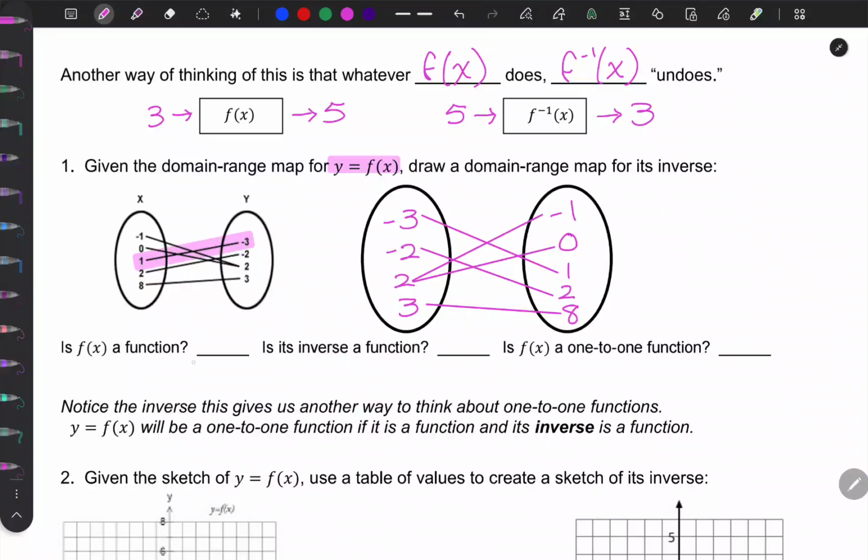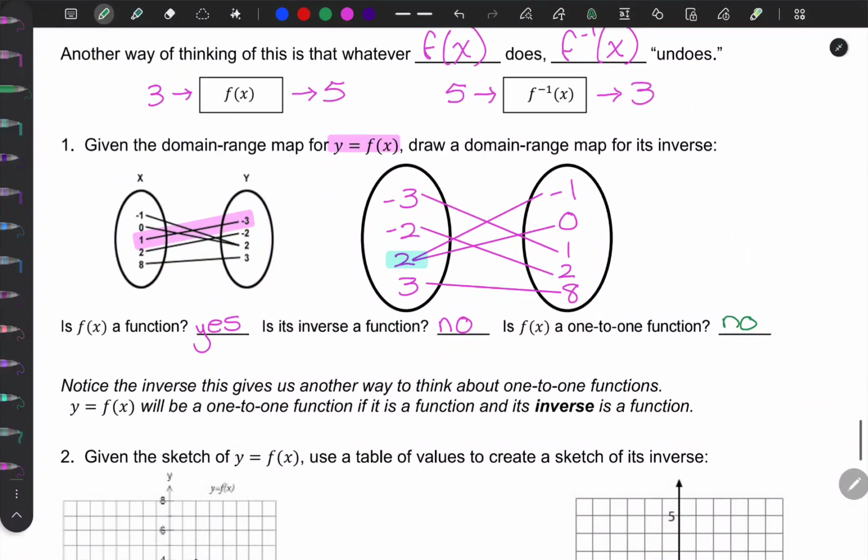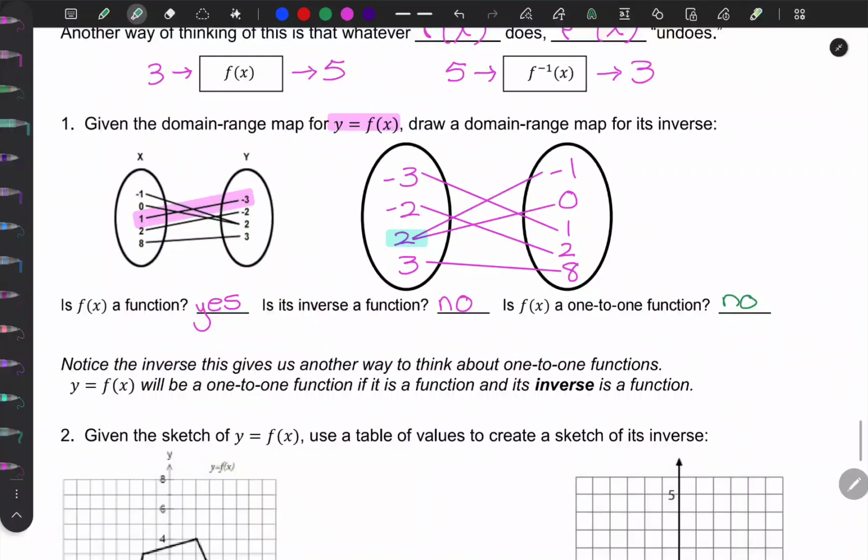F of x is a function. We can see that because for any x value, there is only one y value, but its inverse is not a function. Specifically because if we look at the 2, for one input, there are 2 different possible outputs. If we go back to f, we also notice that f is not a one-to-one function. This gives us another way to identify that. In order to be a one-to-one function, f of x is a function and its inverse is a function. If both of those are true, it is a one-to-one function.